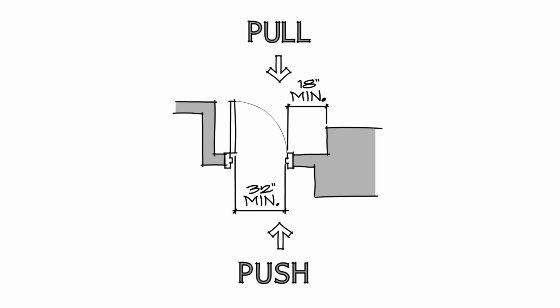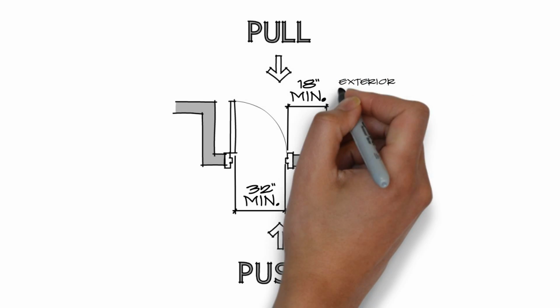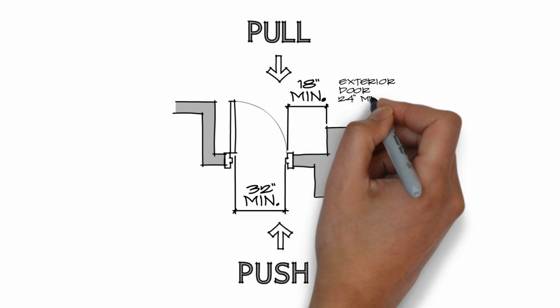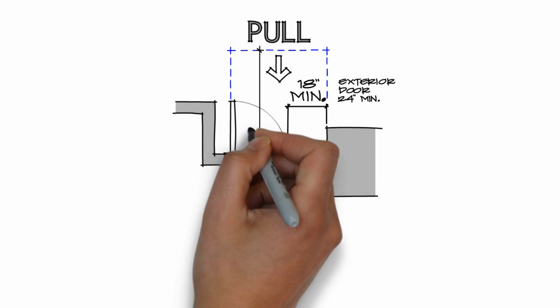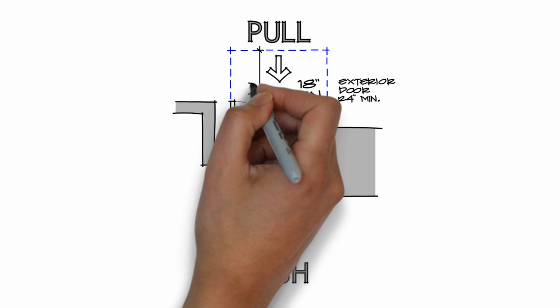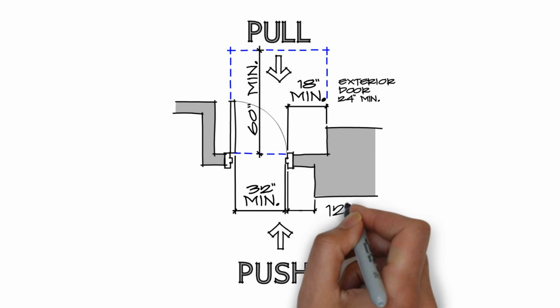On the pull side, the clearances that are required are the following. Between the latch side and any obstruction, there has to be 18 inches minimum for all interior doors. If this was an exterior door, you would be required to have 24 inches minimum. In front of the door on the pull side, you must also have 60 inches minimum. As you can see here, there's an area in the shape of a square that basically has to remain free of any obstruction.